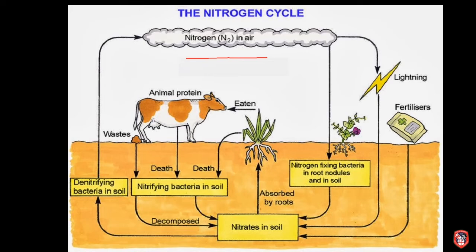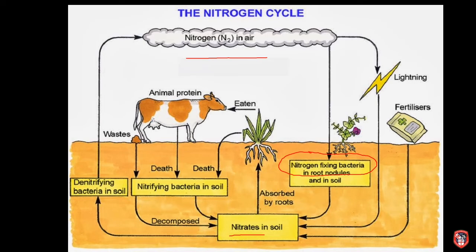Now, plants, first of all, take it in the form of nitrates. So a lot of the nitrogen cycle is how we can convert the nitrogen gas in the air into nitrates in the soil. So let's have a look at some ways in which that's done. The most obvious way maybe is through a bacteria called nitrogen-fixing bacteria. If you put your hand in some soil, you're going to find lots of bacteria, and one of those kinds is called nitrogen-fixing bacteria. What does it do? Well, it takes nitrogen gas from the air and converts it into nitrates.